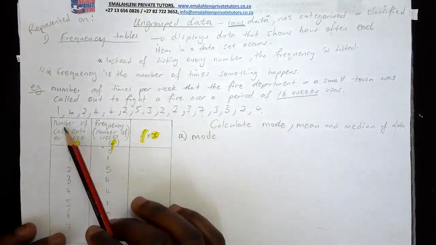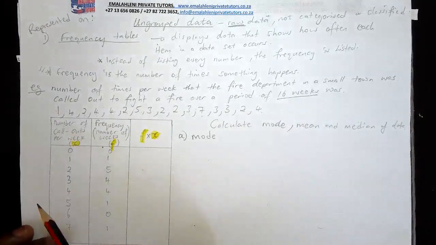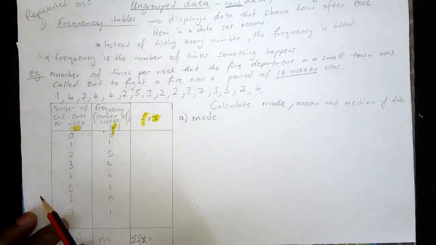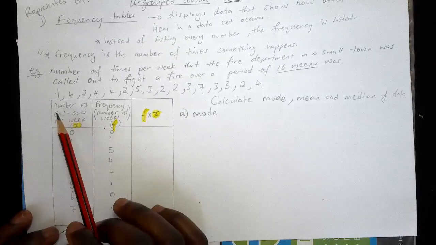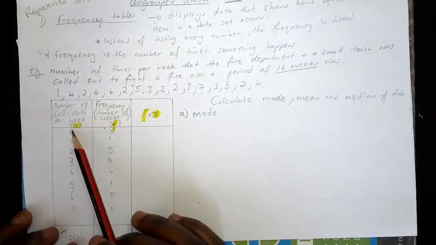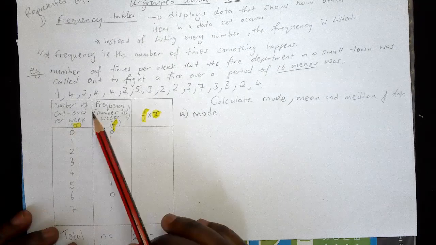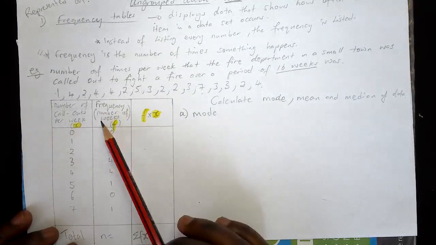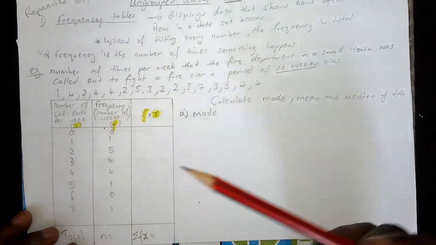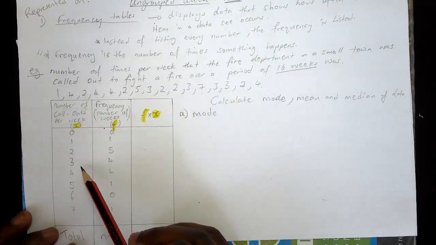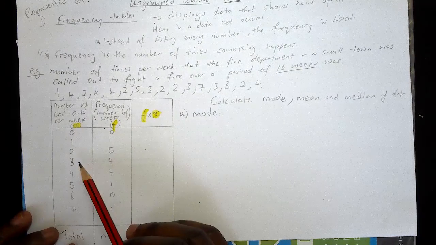Now let's check how the data is represented on the frequency table. The number of call outs per week is our X. Then we have the frequency, the number of weeks that the fire department was called a certain number of times.